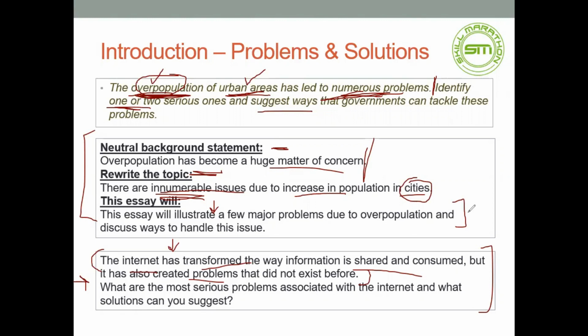Internet has become accessible. That's your general statement. Rewrite the question. And then you tell what you're talking about, which is clearly problems and solution. Because how do I know it's problems and solution? What are the most serious problems associated and what solutions can you suggest? It's given in the question itself, okay? Good. I mean, good job, guys, no doubt, but you need to work on it even more.